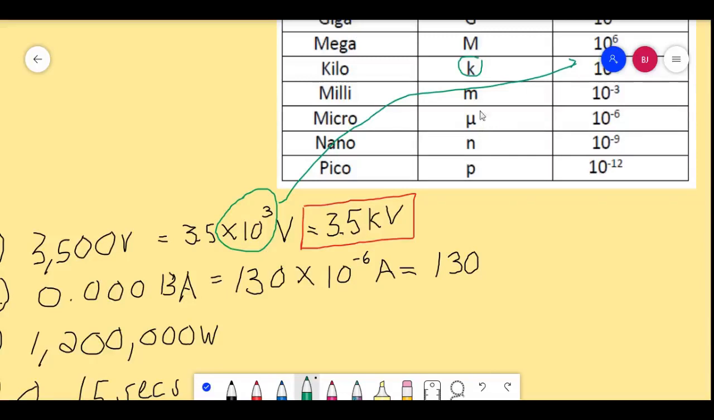So why aren't we using m? Because we already have an m for milli. So we can't use another m. So what we're going to use is the Greek letter for m, which is mu. This is like the shorthand or the cursive for the letter U. So we'll write that like this. Okay. And then we write the unit. So we write it as 130 microamperes. So we have 3.5 kilovolts and then 130 microamperes. Let's try our next example. Let's do it a bit faster this time.